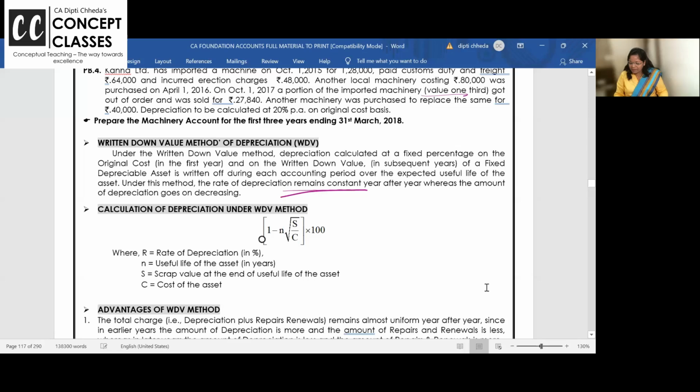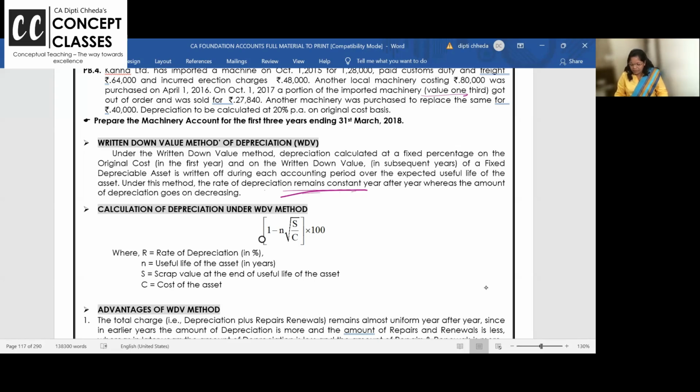So WDV method, underline this, that the rate of depreciation is fixed. SLM में क्या था? Rate तो fixed था, लेकिन amount was also fixed, no? Original cost minus scrap value divided. So every year you are charging 10,000 like that.